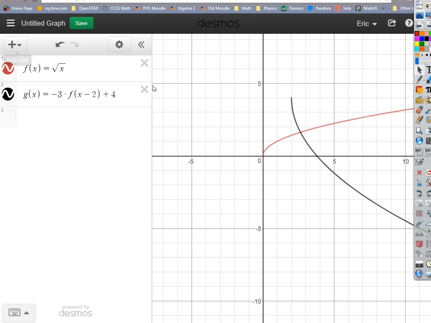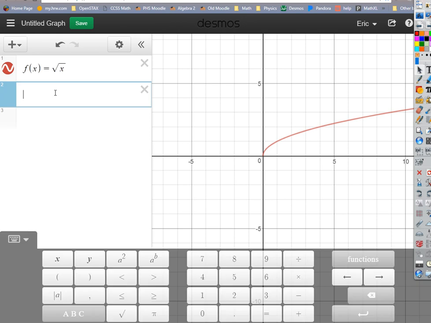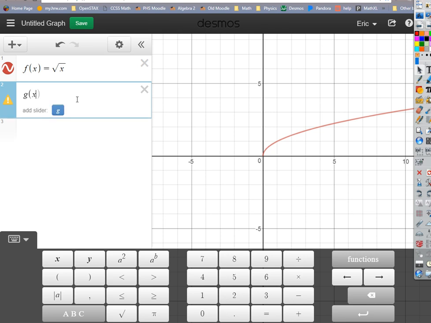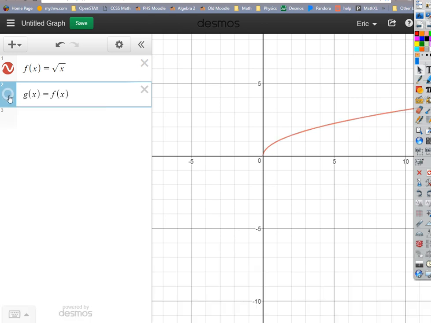For today, we're just going to do something a little bit easier. We're just going to try to slide these things, okay? So I'm going to start off with just plain old g of x equals f of x. So these two, oh, that's the wrong color. I've got to do a different color.